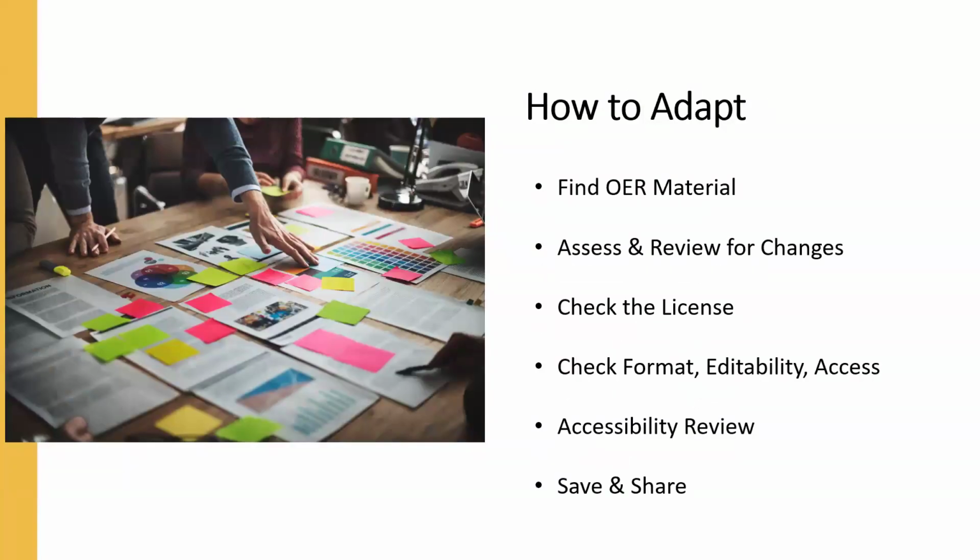And so the process of adapting OER may seem a bit daunting, but it's just like editing any other existing material. First, you have to find existing OER material to work with, and the UDC library is happy to help create a short list for you. So don't hesitate to reach out to us about that. Then you can assess and review this existing OER material for any changes you want to make. Next, you need to check the license on these materials to ensure that you are only making changes that are allowed by the original creator.